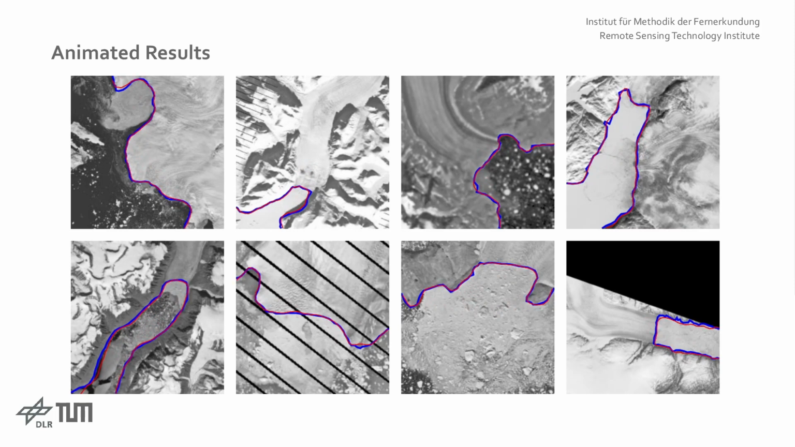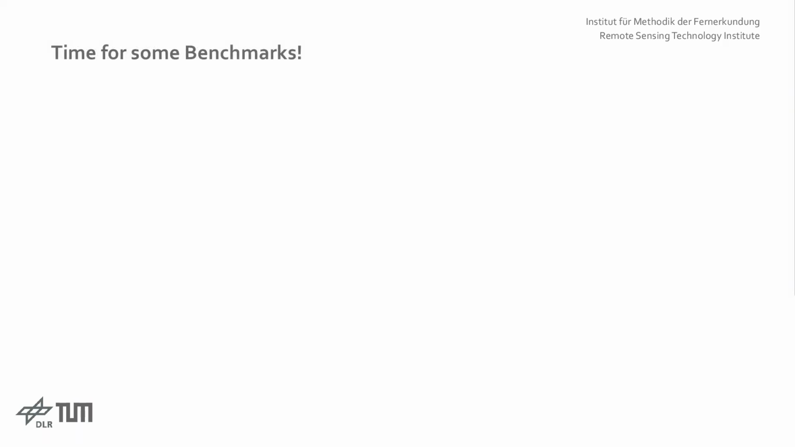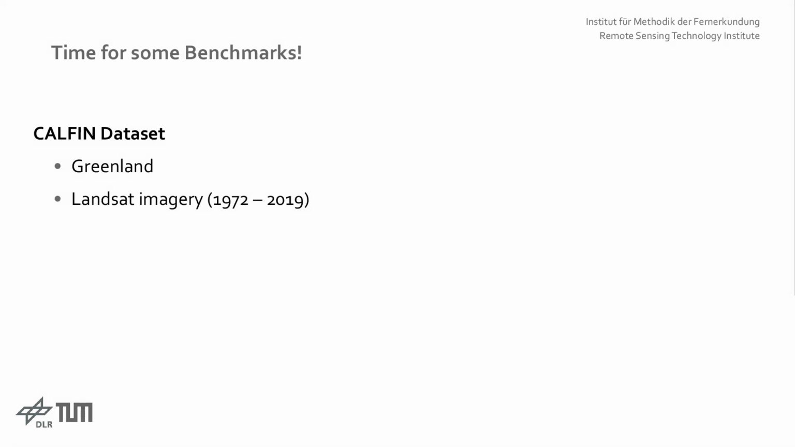But of course, we are not only interested in nice pictures, but also want to compare how well our model works compared to other models. We have trained our model and some competing models on the CALFIN dataset, which is a dataset of the most important glaciers in Greenland based on Landsat imagery from 1972 to 2019.